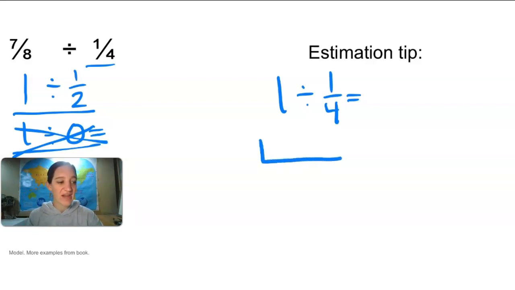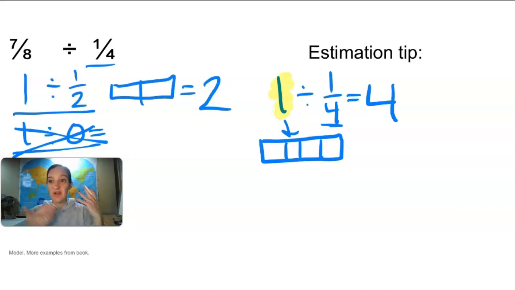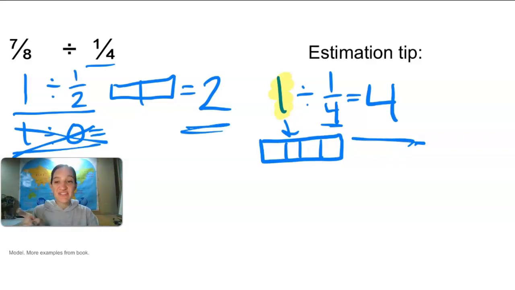If you have one whole candy bar and you're dividing it into fourths, how many is that going to give you? 4, right? So if you can estimate and get the first number to be a 1, then it's not that hard to model one candy bar of something divided into however many fractions. So if we were to model this, 1 whole divided into half will give you 2. So we know the actual answer will be around 2 or 3 or 4. Okay, so the estimation tip there is model.